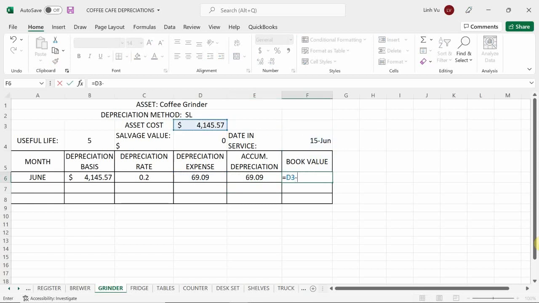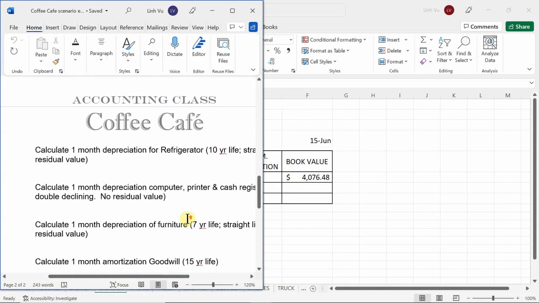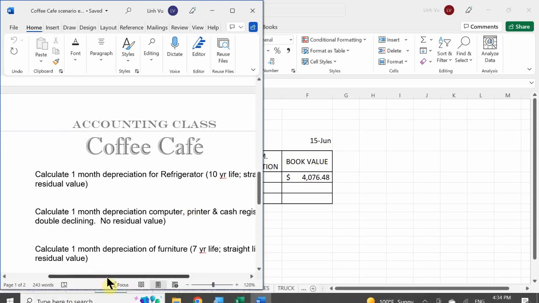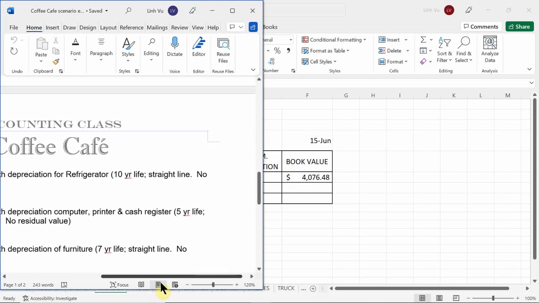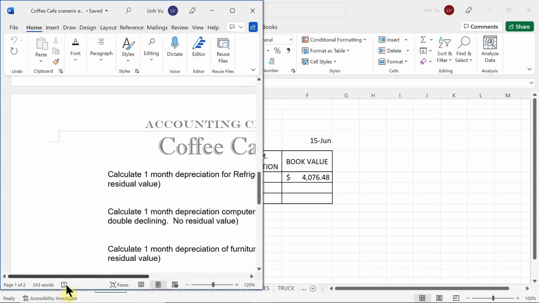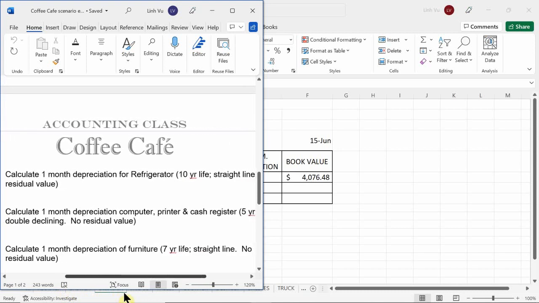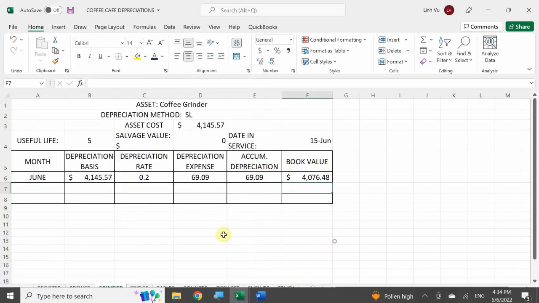Okay, and you can calculate this if you want to, for the book value. All right, so let's see what is next. We also need to calculate 1 month's depreciation for the refrigerator. It's got an estimated useful life of 10 years, and you're going to use straight line with no salvage or no residual value. So in this case, we've got a refrigerator that can last up to 10 years.